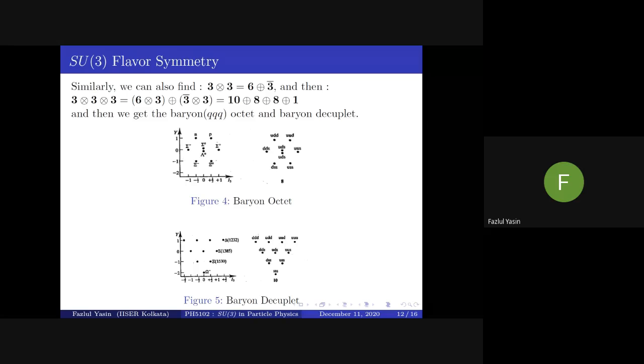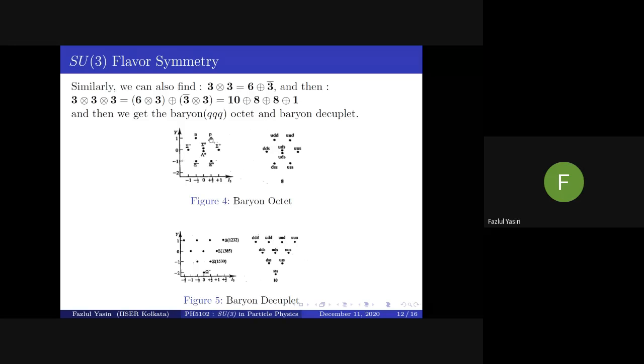Now, in a similar manner, we can superimpose the quark triplet over the flavors of the quark triplet itself, and this would give us a decomposition in this manner, direct sum of 6 and 3 bar. And then if we superimpose another quark triplet, we'd get the final decomposition in this manner: 10 plus 8 plus 8 plus 1. And this basically corresponds to the baryon octet 8, which is written here.